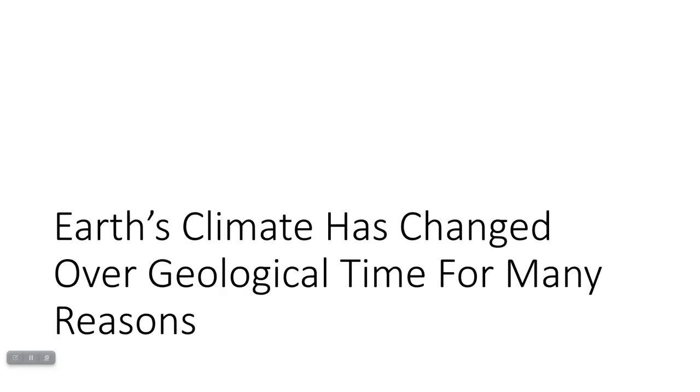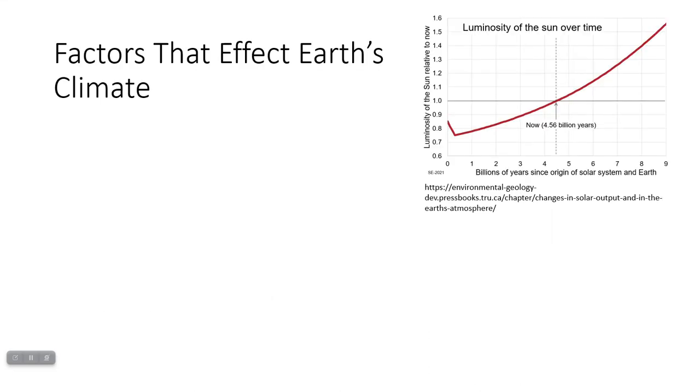So Earth's climate has natural variation. It's changed over time. It's not been constant. Some of the factors that affect Earth's climate are the strength of the sun's output.